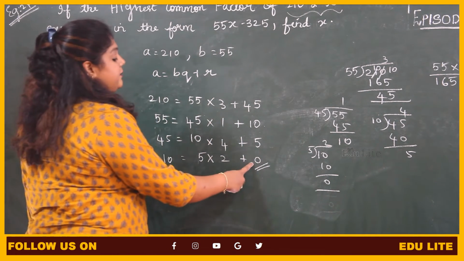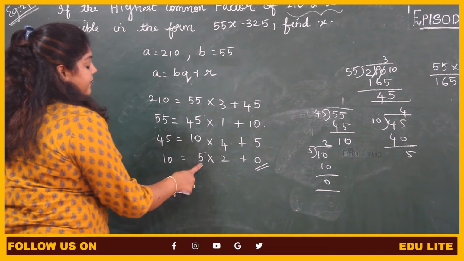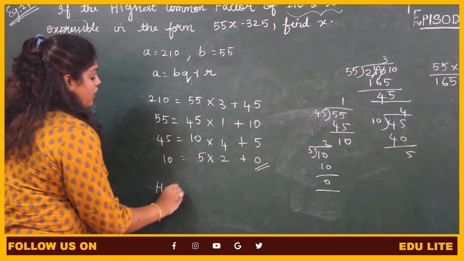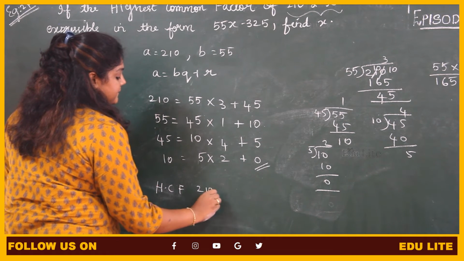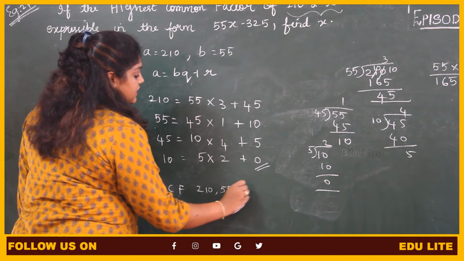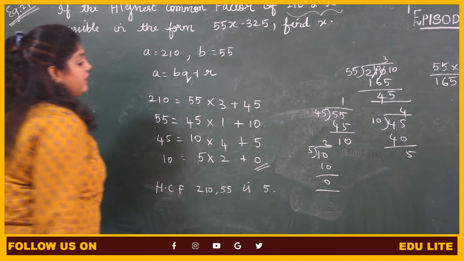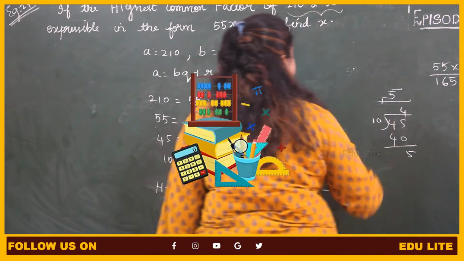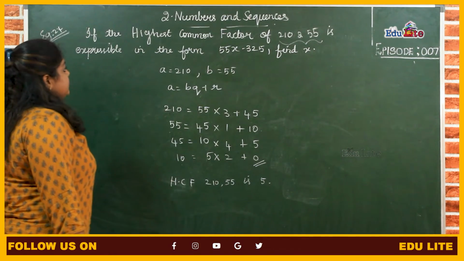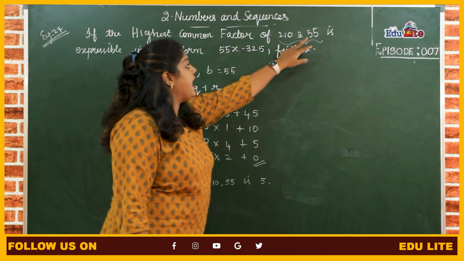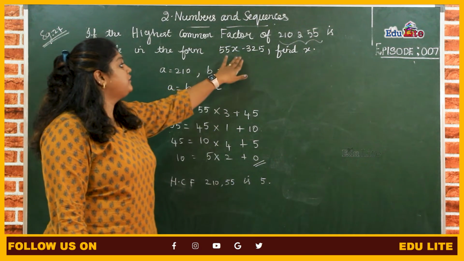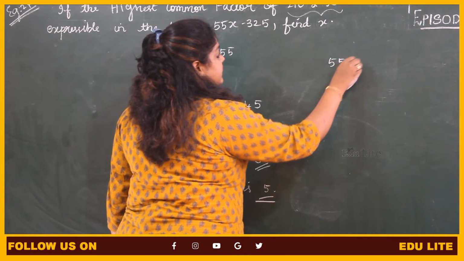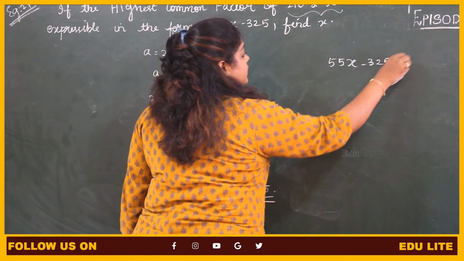When the remainder becomes 0, in that step the divisor becomes the HCF of the two numbers. So the HCF of 210 and 55 is 5. Okay, so we have completed the first step. Next, the highest common factor of 210 and 55 is expressible in the form 55x minus 325. So this is 5. So 55x minus 325 equals 5.